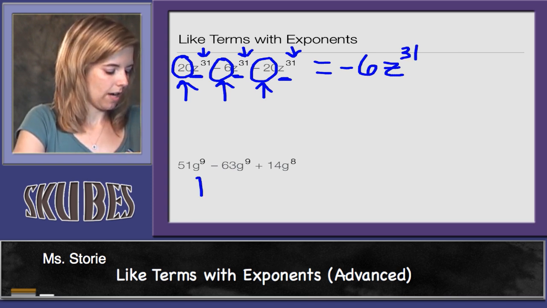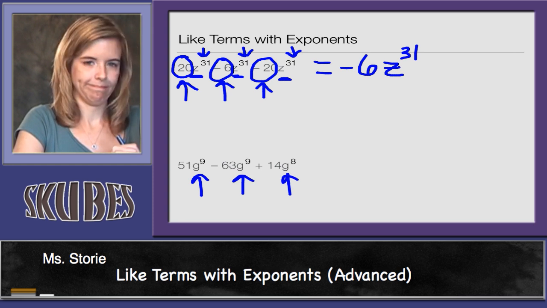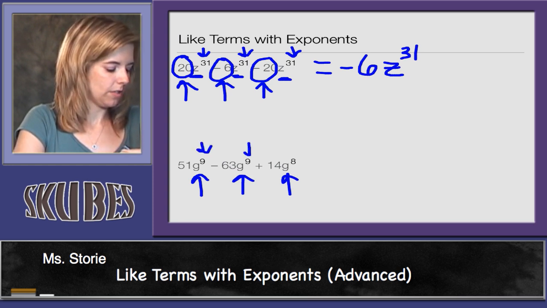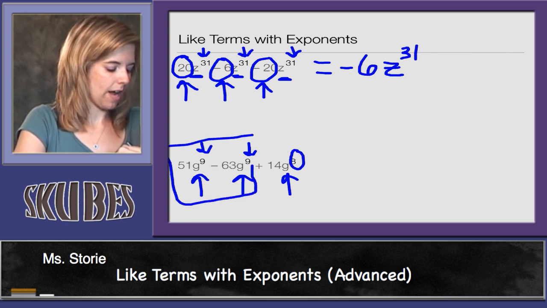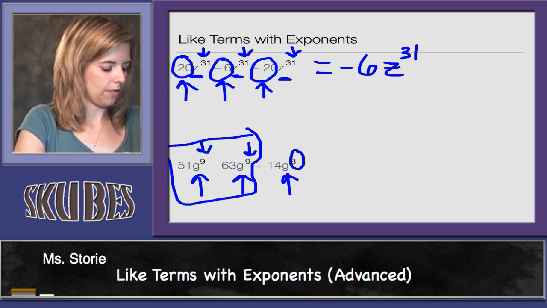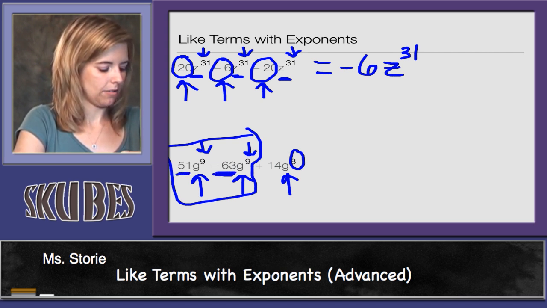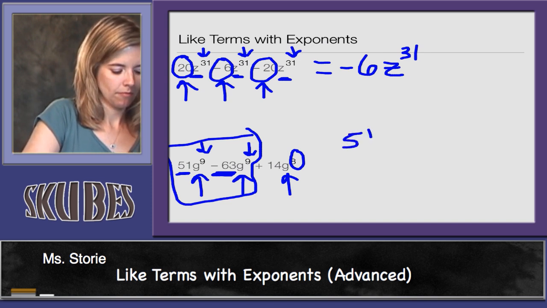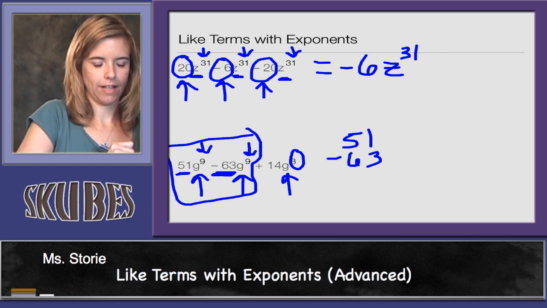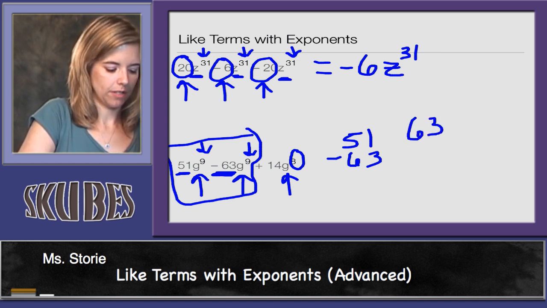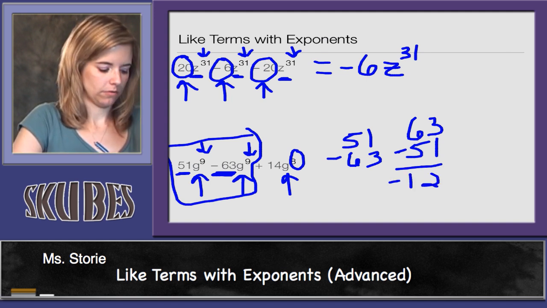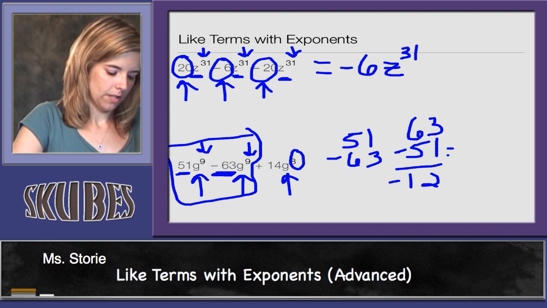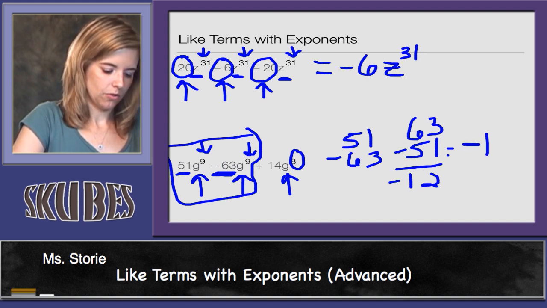Take a look at the next one. You've got G, G, and G. And this one is to the 9th, this one is to the 9th, and this one is to the 8th. So that means that you can only add or subtract the like terms, which are those two. So you've got 51 minus 63. But we're going to switch it around so we can see. This is going to be a negative answer. You're going to get a negative 12. So your answer is going to end up being negative 12 G to the 9th.